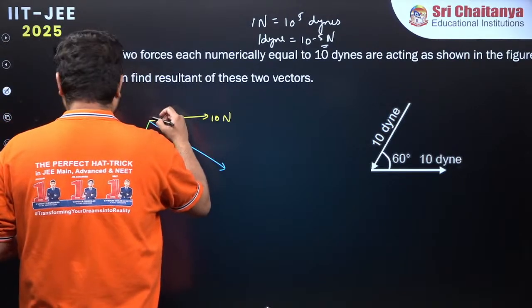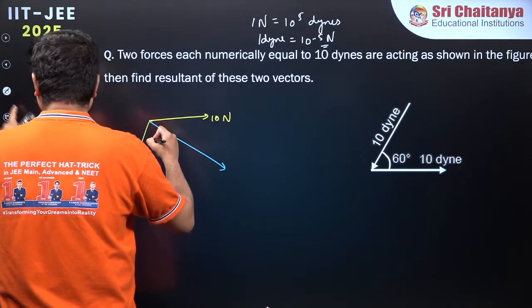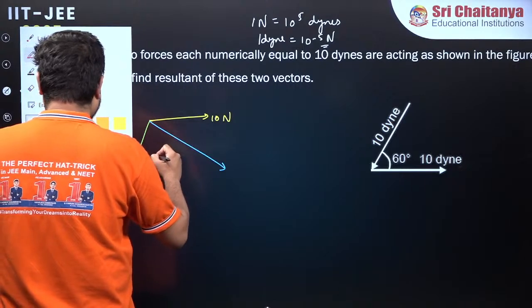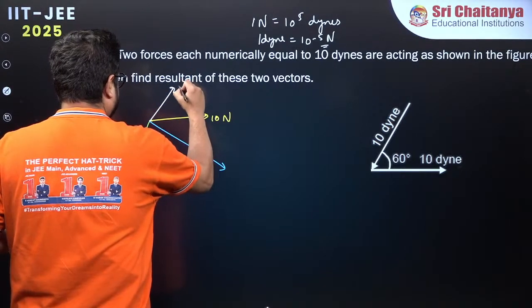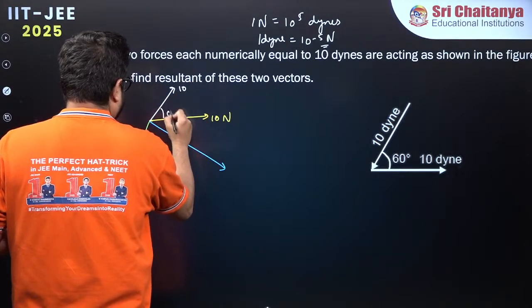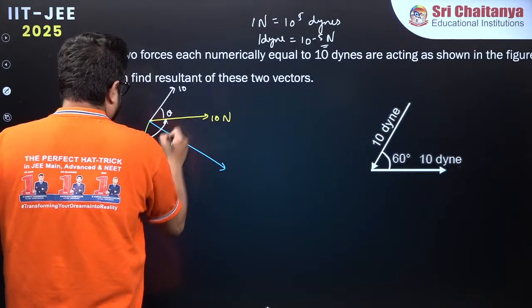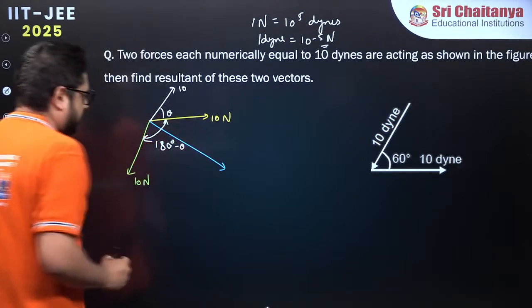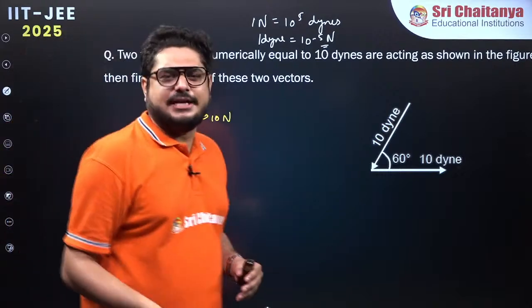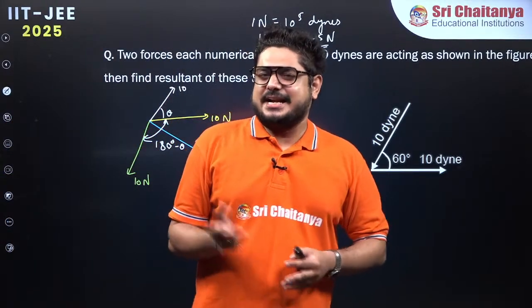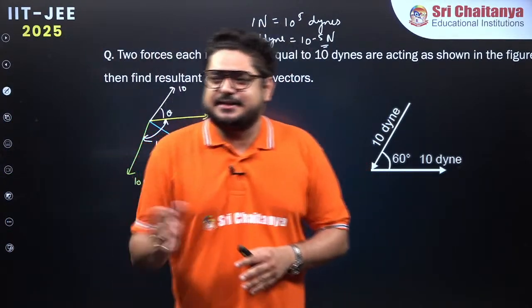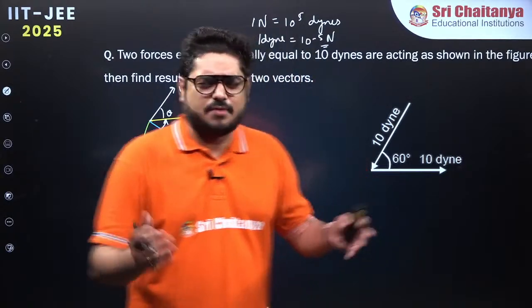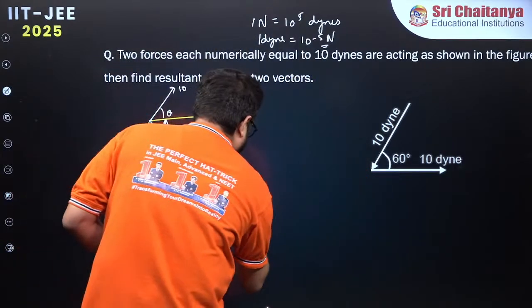If I draw the actual negative vector of it, it would have been somewhere like this, and this angle would have been theta. This entire angle is going to be 180 degrees minus theta. This is what we have seen, isn't it? So we just need to consider the addition of 10 dynes with the negative vector of another 10 dynes.